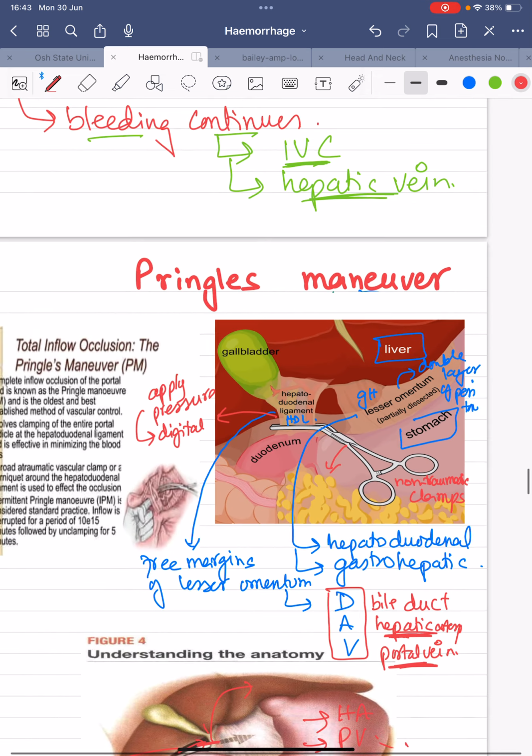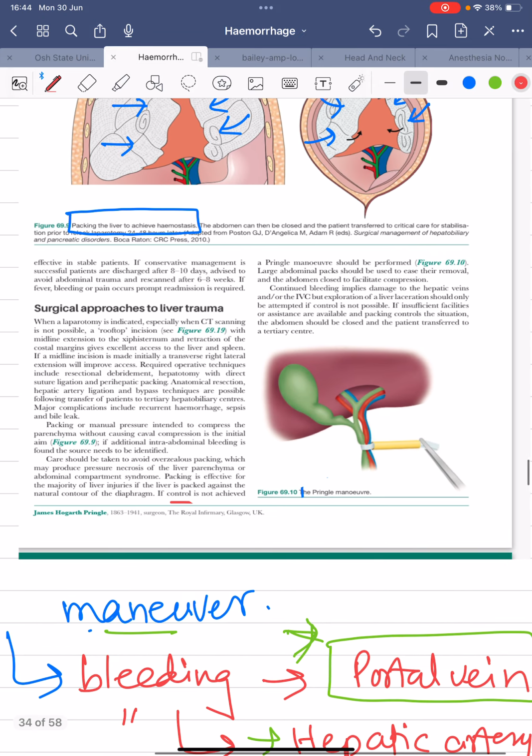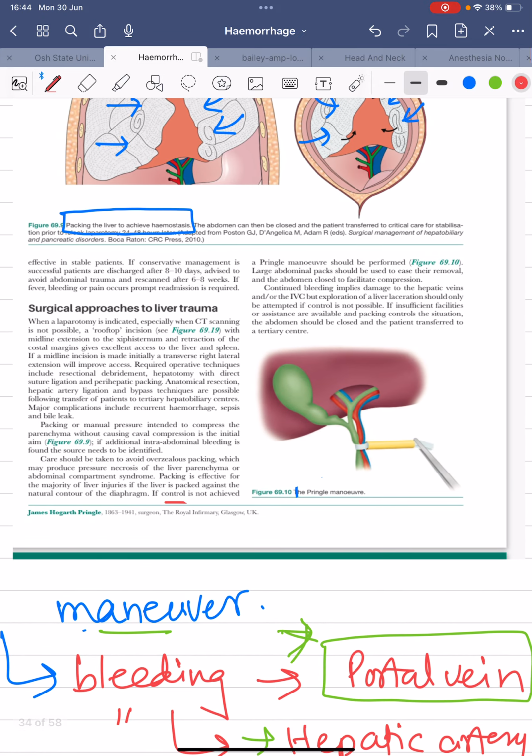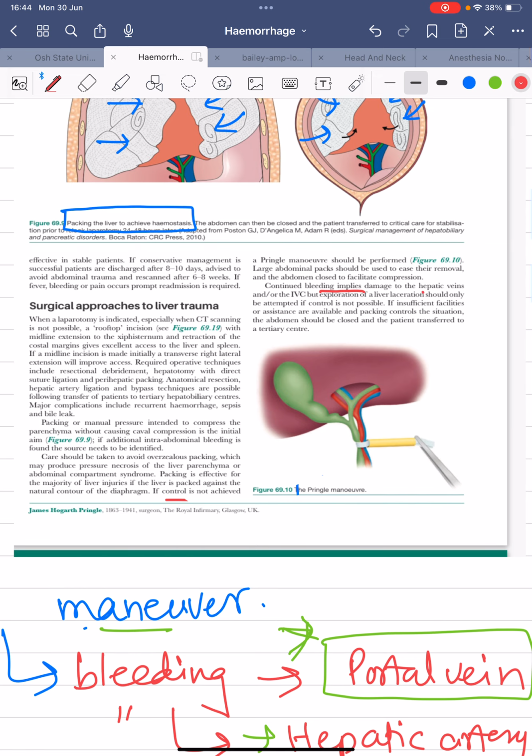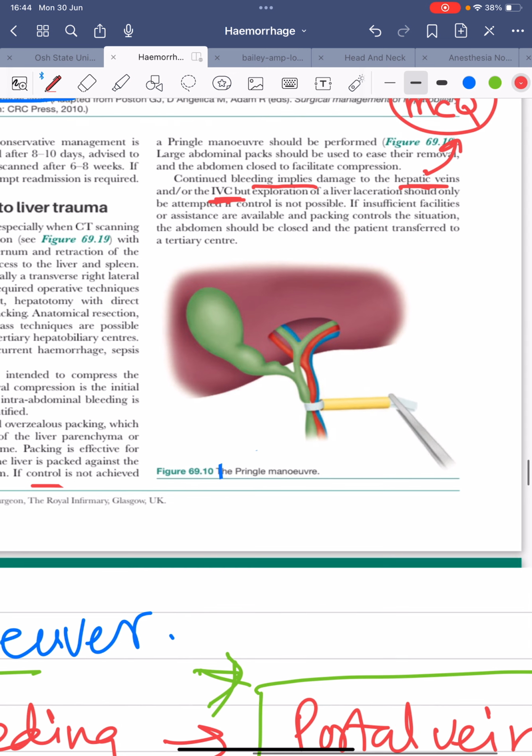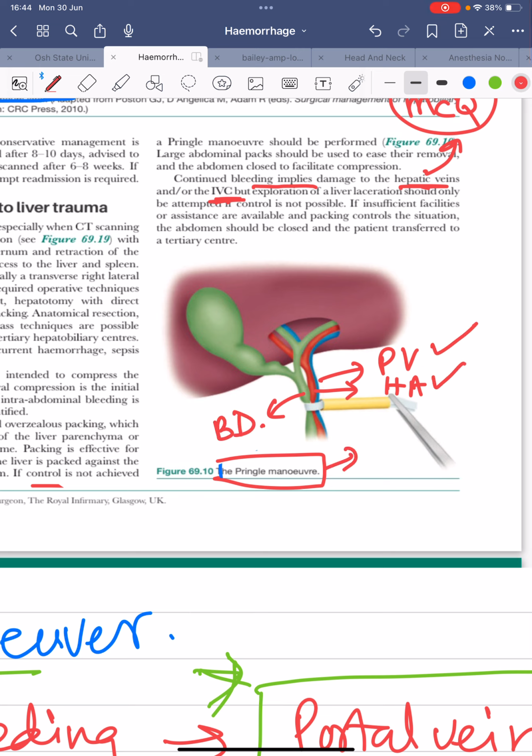See here, a Pringle maneuver should be performed. Continued bleeding implies damage to the hepatic veins and inferior vena cava. So this is a very important MCQ which you must remember. When you are applying the Pringle's maneuver, this is your portal vein, this is your what? Hepatic artery, and this is your bile duct. So if bleeding is from the portal vein or hepatic artery, the Pringle maneuver will stop the bleeding. But if the bleeding continues, it means the bleeding is from the hepatic veins or inferior vena cava. Okay, thank you very much.